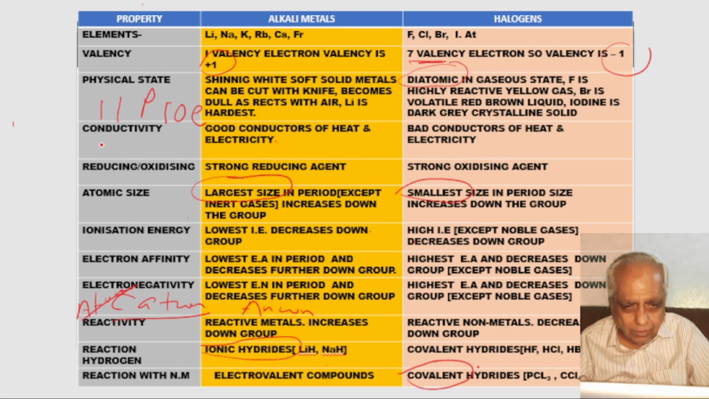Now take the case of chlorine, whose atomic number is 17. So it has 17 protons and 17 electrons. Once it accepts an electron to complete its last orbit, it will have 18 electrons. So this will become 18 while this is 17. So what will happen? These protons will not be able to attract all 18 electrons.